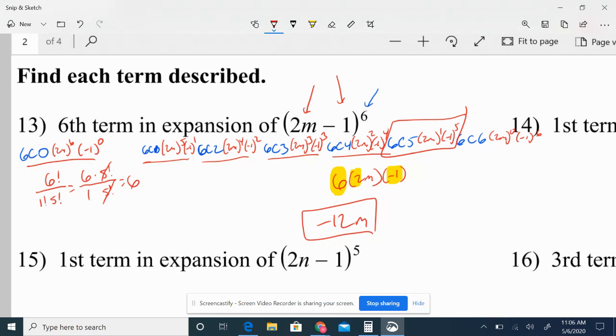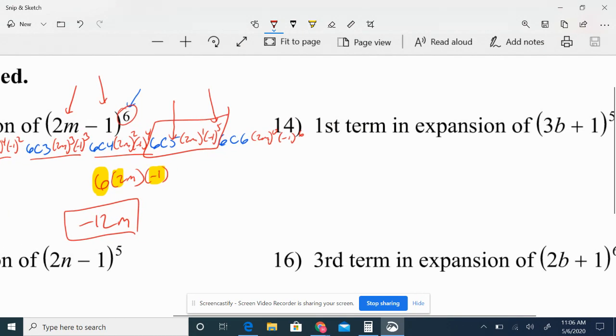Now, the interesting part though, my sixth term: start counting at zero. So 0, 1, 2, 3. Keep in mind, starting at zero, the sixth number is 5. The 5 is very important because I do 6 choose 5. My 6 comes from my exponent, 6 choose 5. And then my second term, there's my 5.